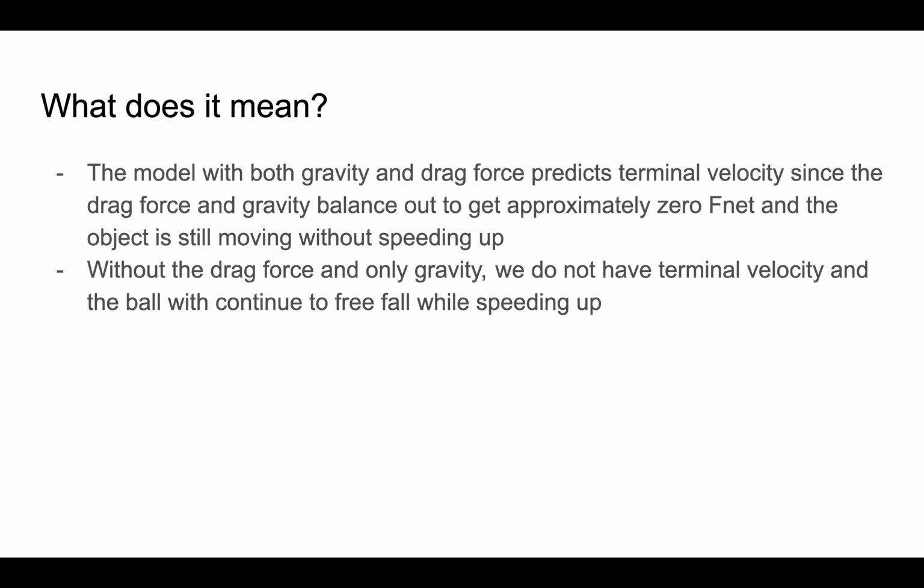So what does this all mean? The model with both gravity and drag force predicts terminal velocity really well, since the drag force and gravity balance each other out to get an approximate net zero, and the object is still moving without speeding up. Now the graph that shows the gravity only without the drag force shows that we do not have terminal velocity in that case, and the ball will continue to free fall while speeding up.